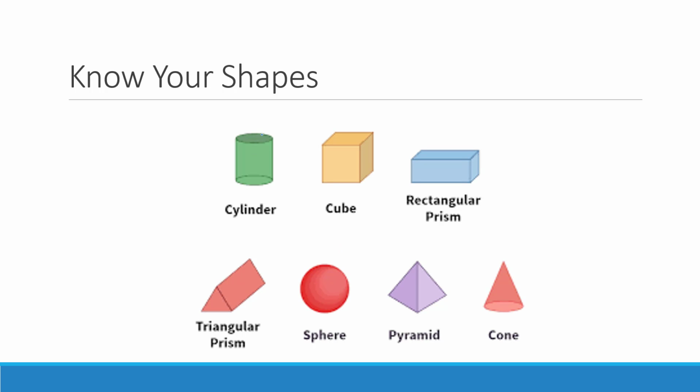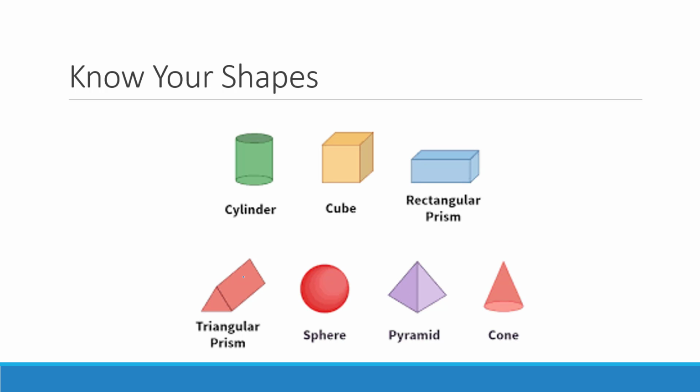So in this one, you have a cylinder. A cylinder essentially looks like a can. Most of us know a cube because that looks like an ice cube. A rectangular prism is essentially a box. A triangular prism has triangles as bases on either side. A sphere is essentially a ball.